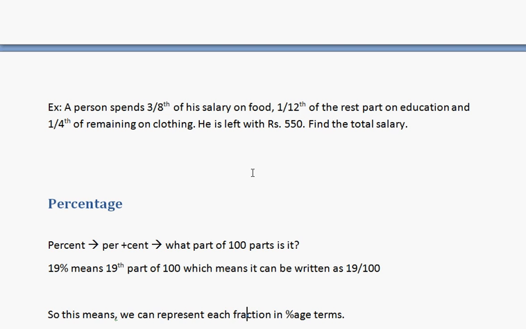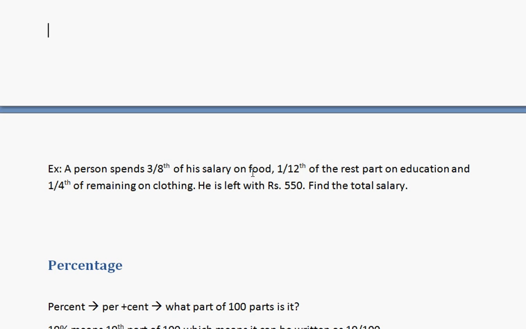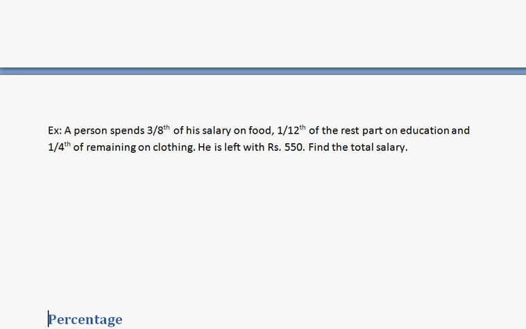Now similar question with a slight twist. So the question says a person spends 3/8 of his salary on food, 1/12 of rest part, so just keep a check on rest part, on education, 1/4 of remaining on clothing. So 1/4 of remaining on clothing. He is left with 550. Find his total salary. Again, I'll give you around 2 minutes, not 3 minutes, to just try and solve it and see if you can do it.